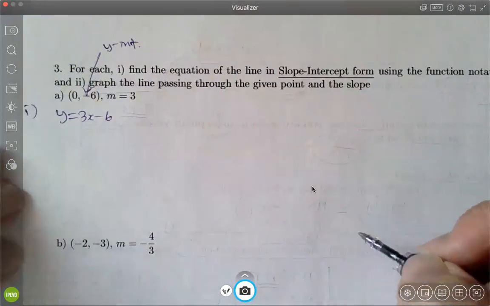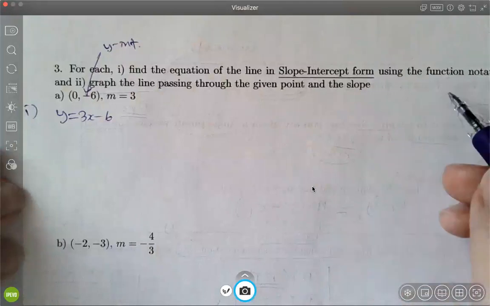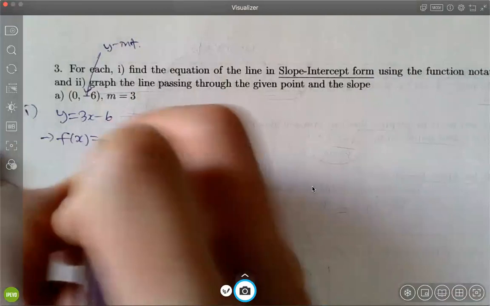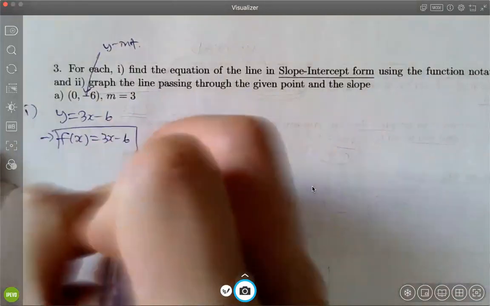And now, use the function notation. So what does that mean? Just change y to f of x. Yeah, right? So it's that.